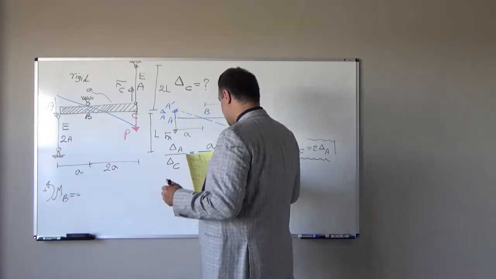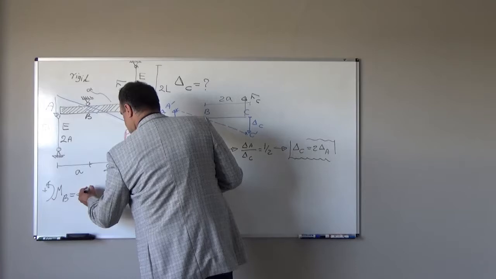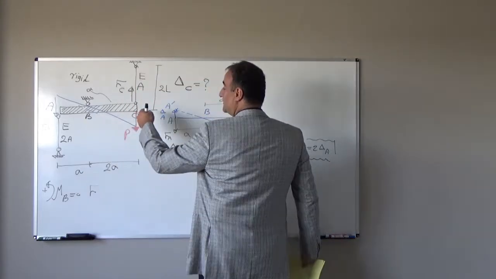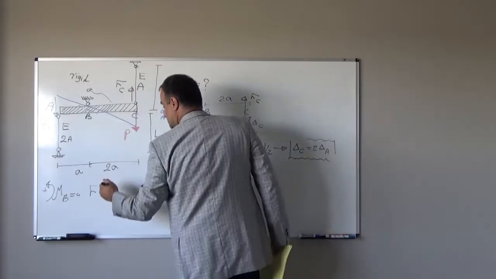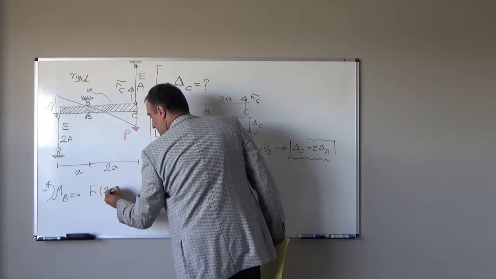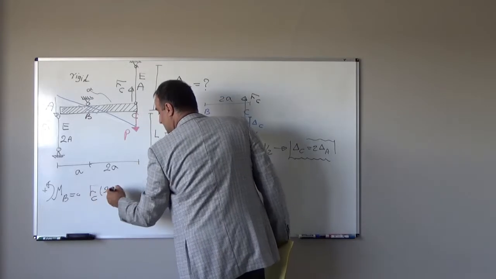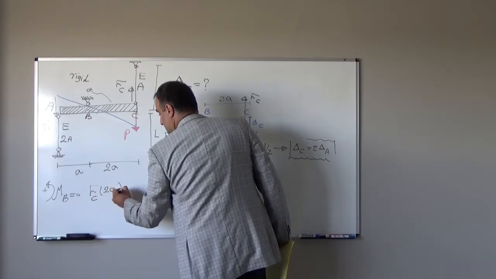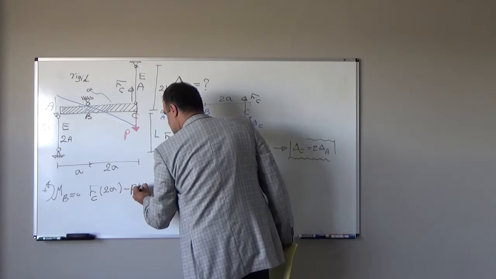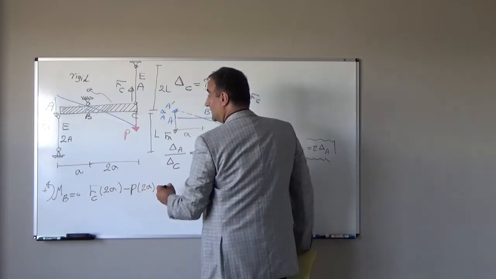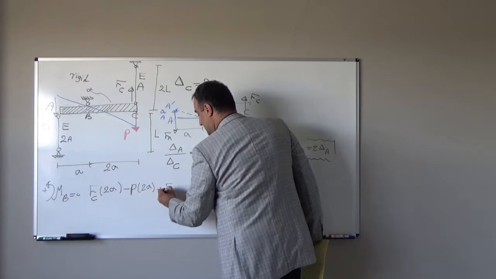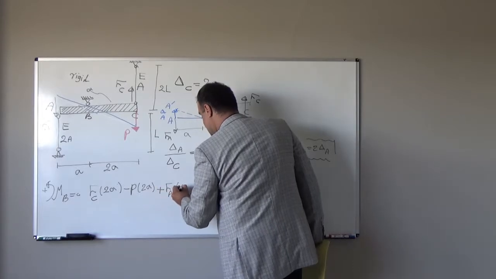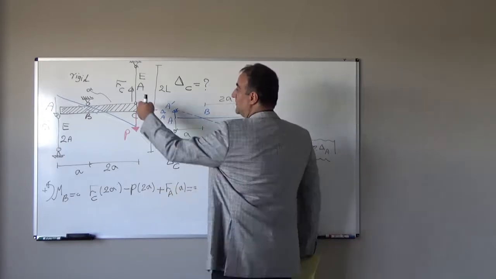Anyway, so from here I can write, if I take moment with respect to B, FC times 2A, minus P times 2A, plus FA times A is equal to 0.